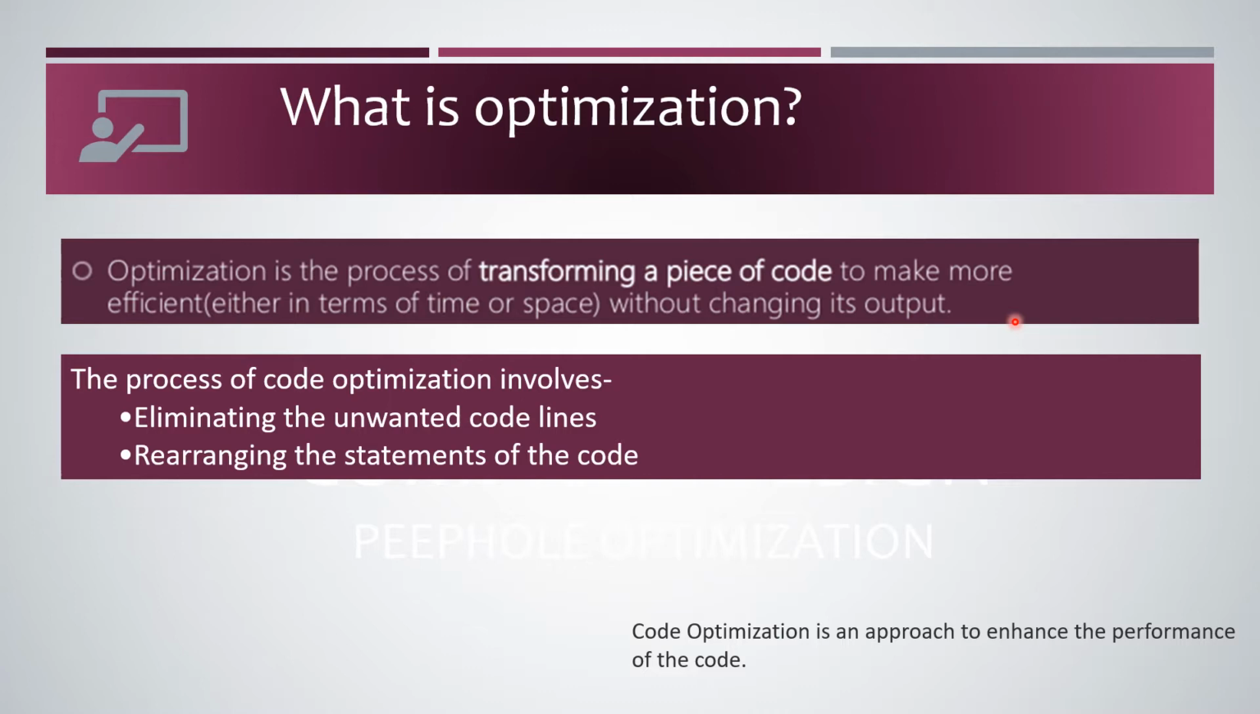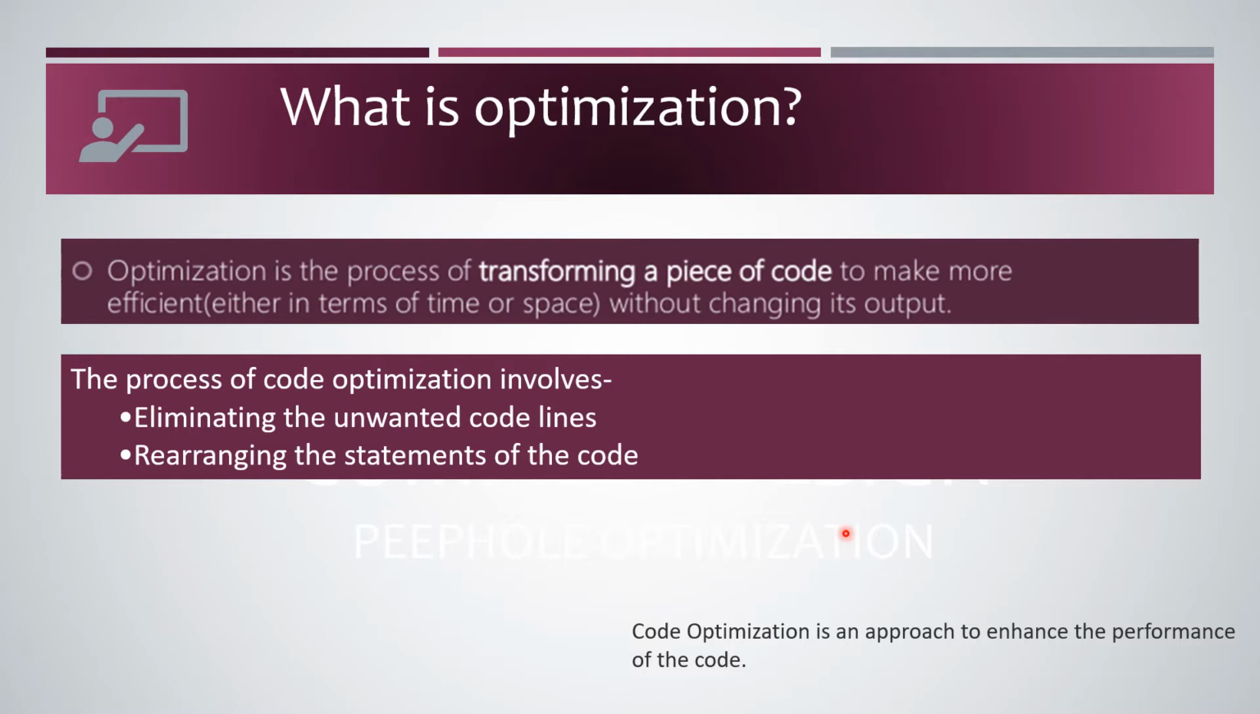So not only the reduction of program size is optimization, but sometimes rearranging the statements of the code also leads to optimization. Okay, fine. Then what's the use of this optimization? Yes, it reduces the execution time of your program and it also reduces your memory usage. So reduction of both the execution time and memory usage increases the quality of your program. To say in short, code optimization is an approach to enhance the performance of the code.